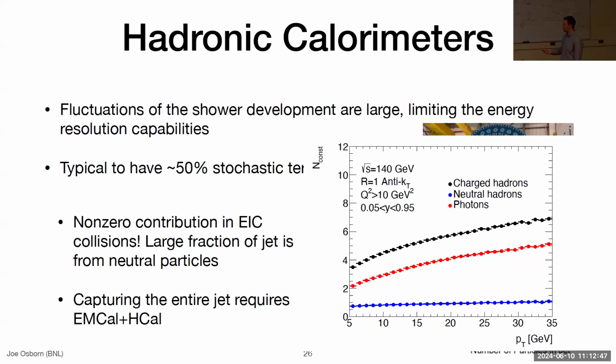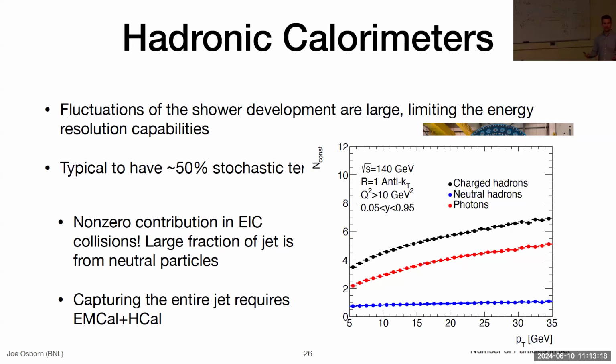This is some Pythia simulation that I ran a couple of years ago for the highest EIC energies of 18 GeV electrons on 275 GeV protons. And if you just naively run a jet finding algorithm over the information from the Monte Carlo, you can plot the number of constituents in the jet that are charged hadrons, neutral hadrons, and photons. And in general, there's this flat contribution as a function of pT that's about 1 neutral hadron per jet.